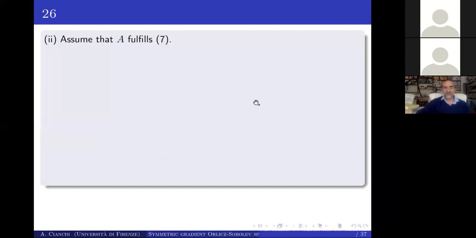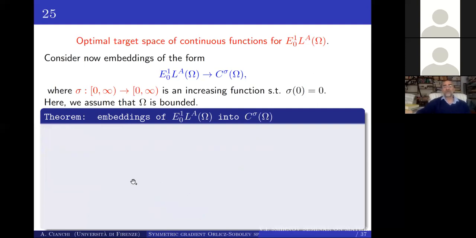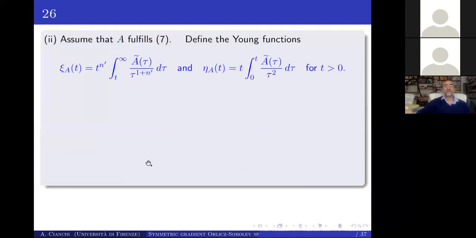So now consider a function A that satisfies this condition. We have continuous functions. What about the modulus of continuity? The modulus of continuity is defined as follows. First, we construct these two functions, psi and eta of A, which are defined in terms of the Young conjugate of A. The Young conjugate is the one that appears in the Young inequality. So if we take A of t is t to the p, A tilde is t to the p prime, and like Hölder inequality.